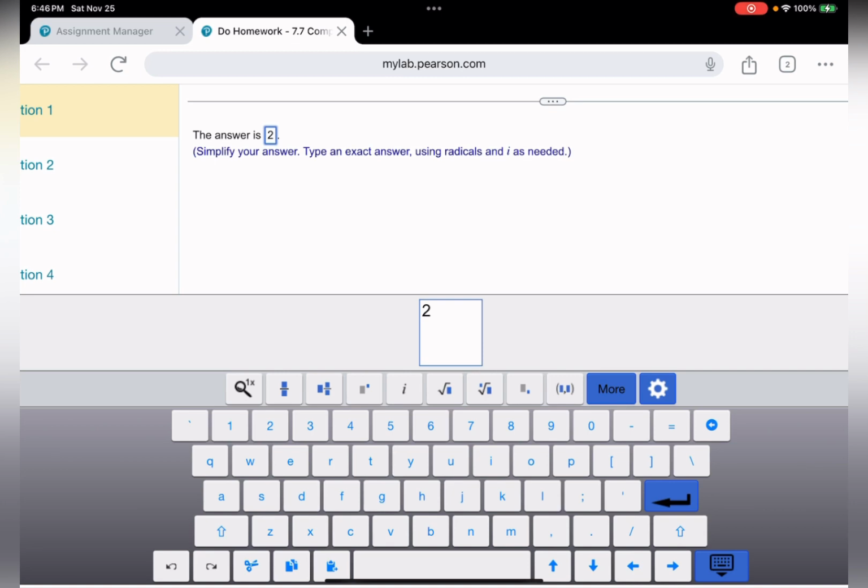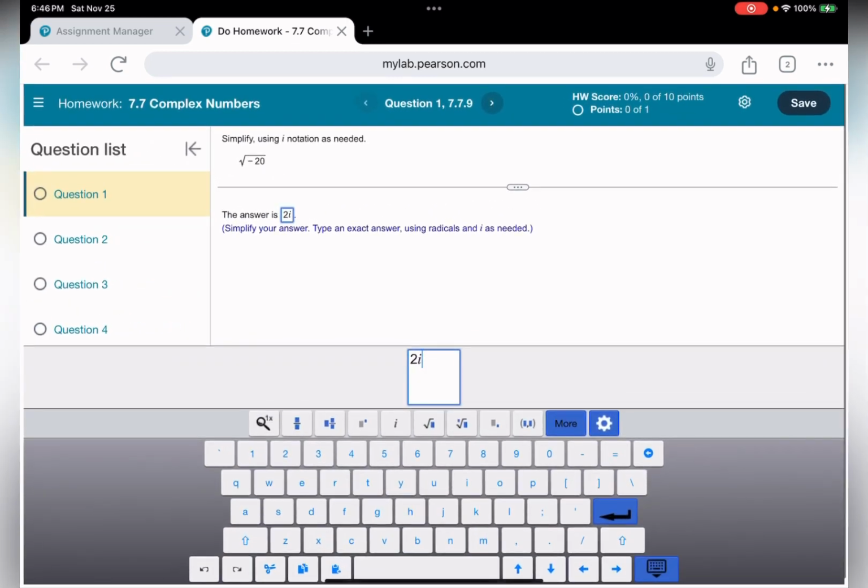Where is I? Oh, here it is. And square root 5.